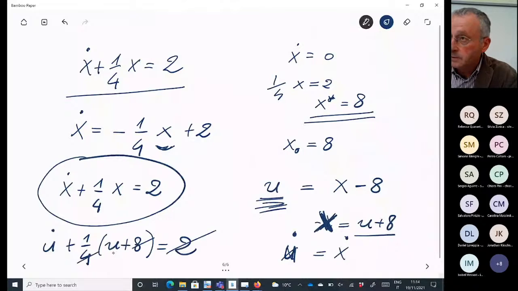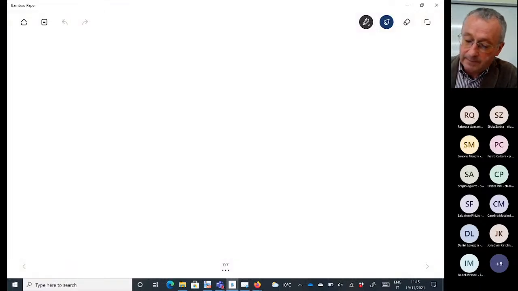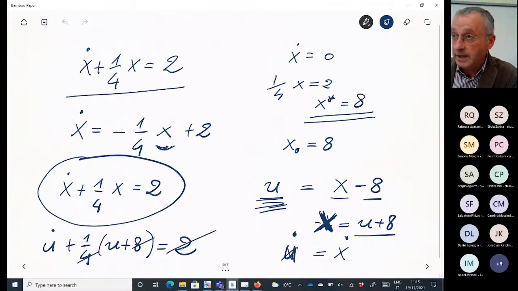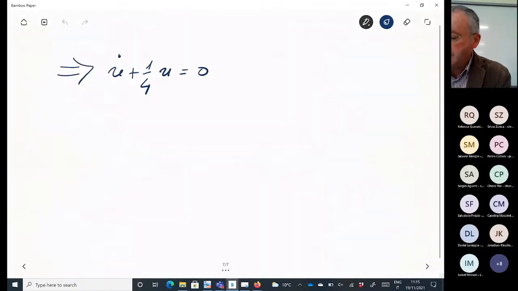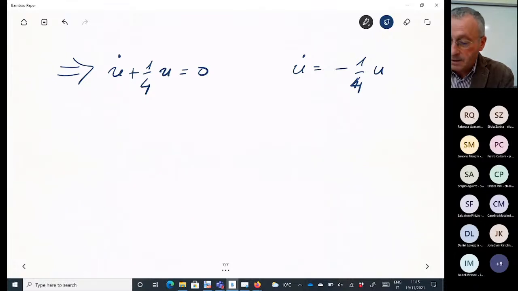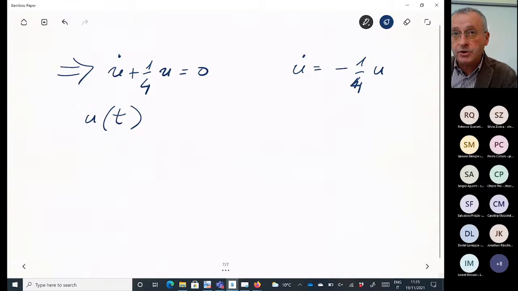So basically, if we rewrite the equation in terms of the deviation between the variable and its steady state level, we get an equation which is this one: u dot plus 1 over 4u is equal to 0, right? Because the other term was 2 minus 2 equal to 0 on the right. And this is the constant growth model. u dot is equal to minus 1 over 4u. So we know what the general solution to the constant growth model is, but remember that u of t is not the variable, it's the deviation between the variable and the steady state. u of t is equal to a constant times exponential of minus 1 over 4t.